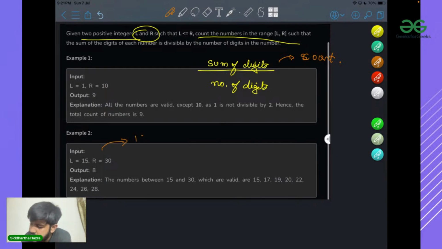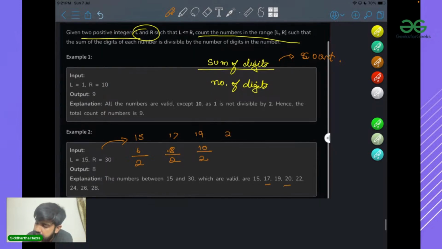If you observe, we first have 15. The sum of the digits is 6, which is divisible by the number of digits, so yes. Then we have 17. The sum of the digits is 8, and the number of digits is 2. Then 19: the sum of the digits is 10, and the number of digits is 2. Then we have 20: the sum of the digits is 2, and the number of digits is also 2. Then we have 22. The sum of the digits is 4, and we are dividing it by 2. So yes, this is the count.